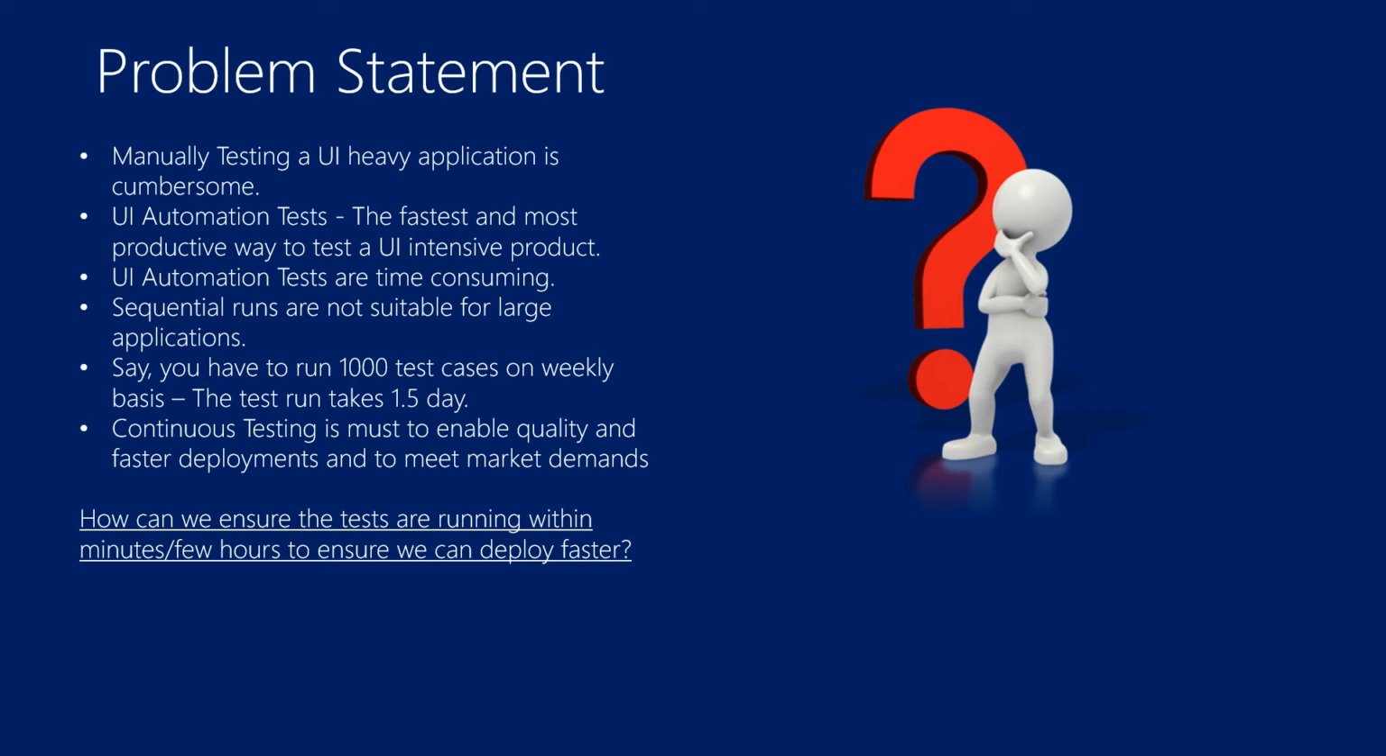Let's assume that you have automated the 1,000 test cases. Now, what does it take to run those UI automation tests? Assuming that a UI test case takes 2 minutes to run, if you run them sequentially, it would take 1.5 days. And if you want to support multiple browsers, again, it would increase exponentially. So running the UI automation tests sequentially is not suitable for a large application.